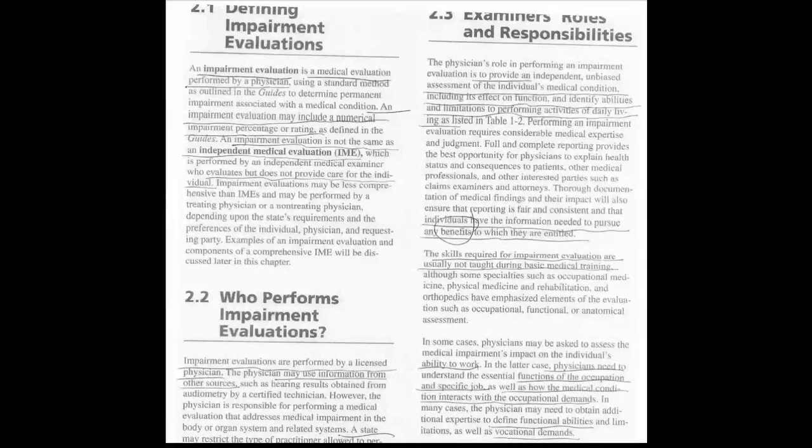So let's go into what is the impairment. What are we looking at when we talk about an impairment evaluation? There's a couple words we definitely want to be familiar with. It says an impairment evaluation is a medical evaluation performed by a physician. Very important. An impairment evaluation may include a numerical impairment percentage. So it's a medical evaluation by a physician that may include a percentage or a number.